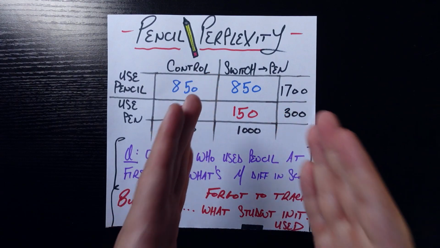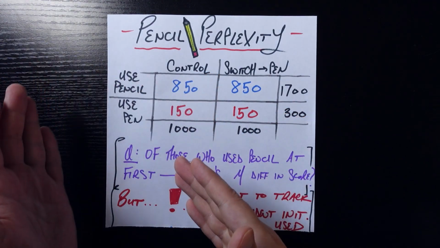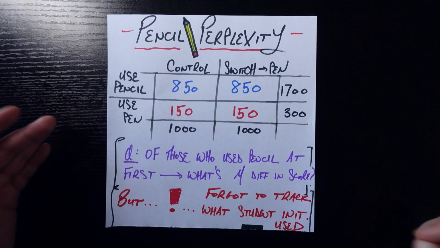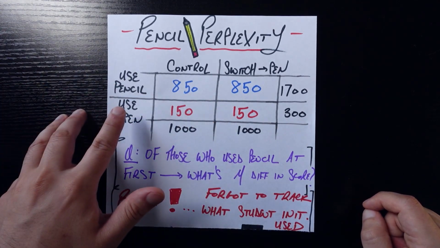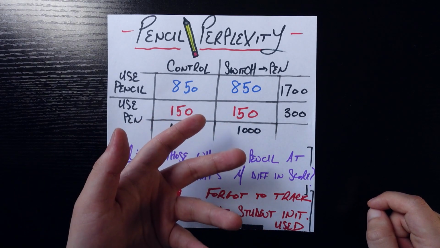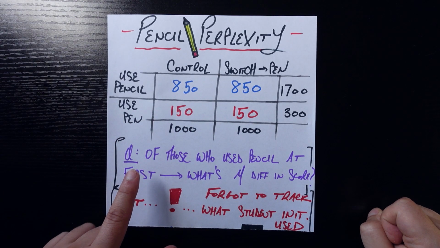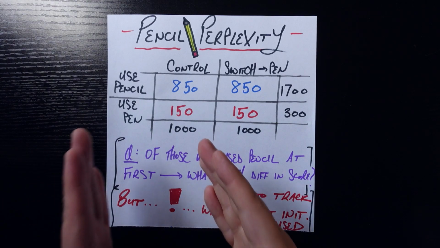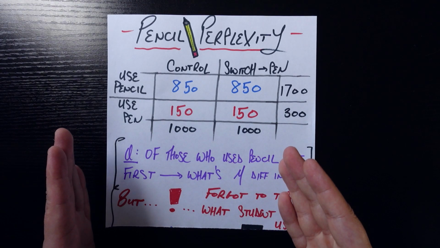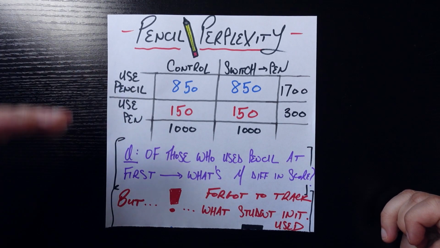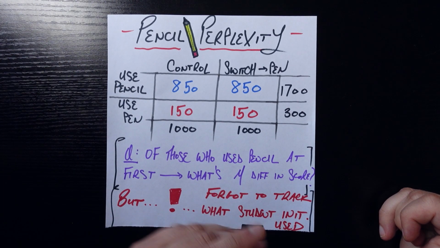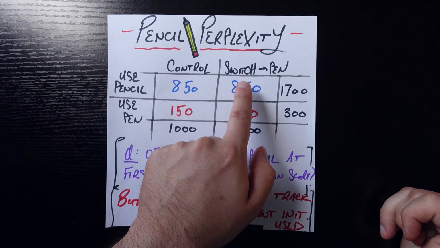In the other group, we force them to switch to pen for this exam, no matter what they are currently using. So all these students who are using pencil are forced to switch to pen. The students who are currently using pen in this group will continue using pen. And the question we will answer from the results of this experiment is, of those students who used pencil at first, so now we're just talking about the top row of students who used pencil at first, what is the average difference in score between these two groups of 850 students?